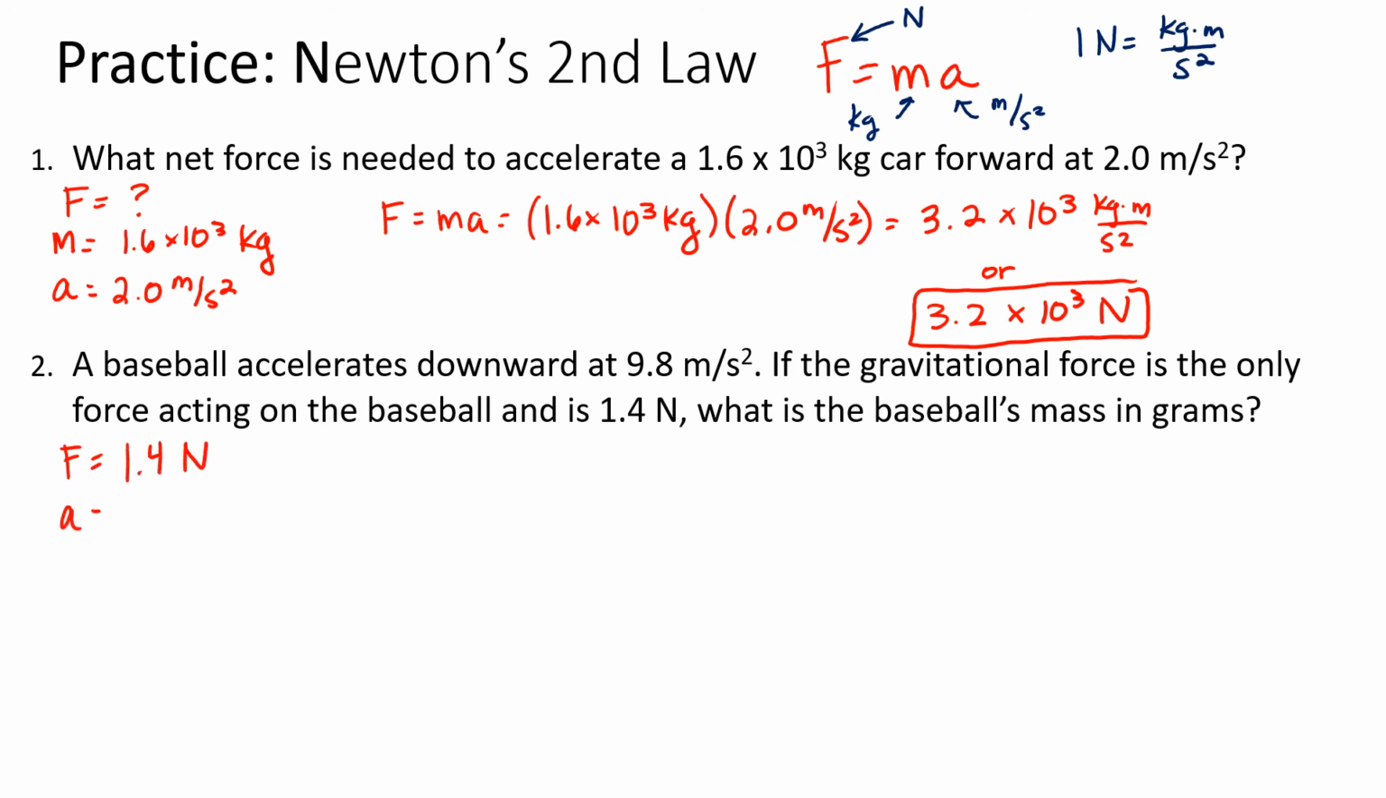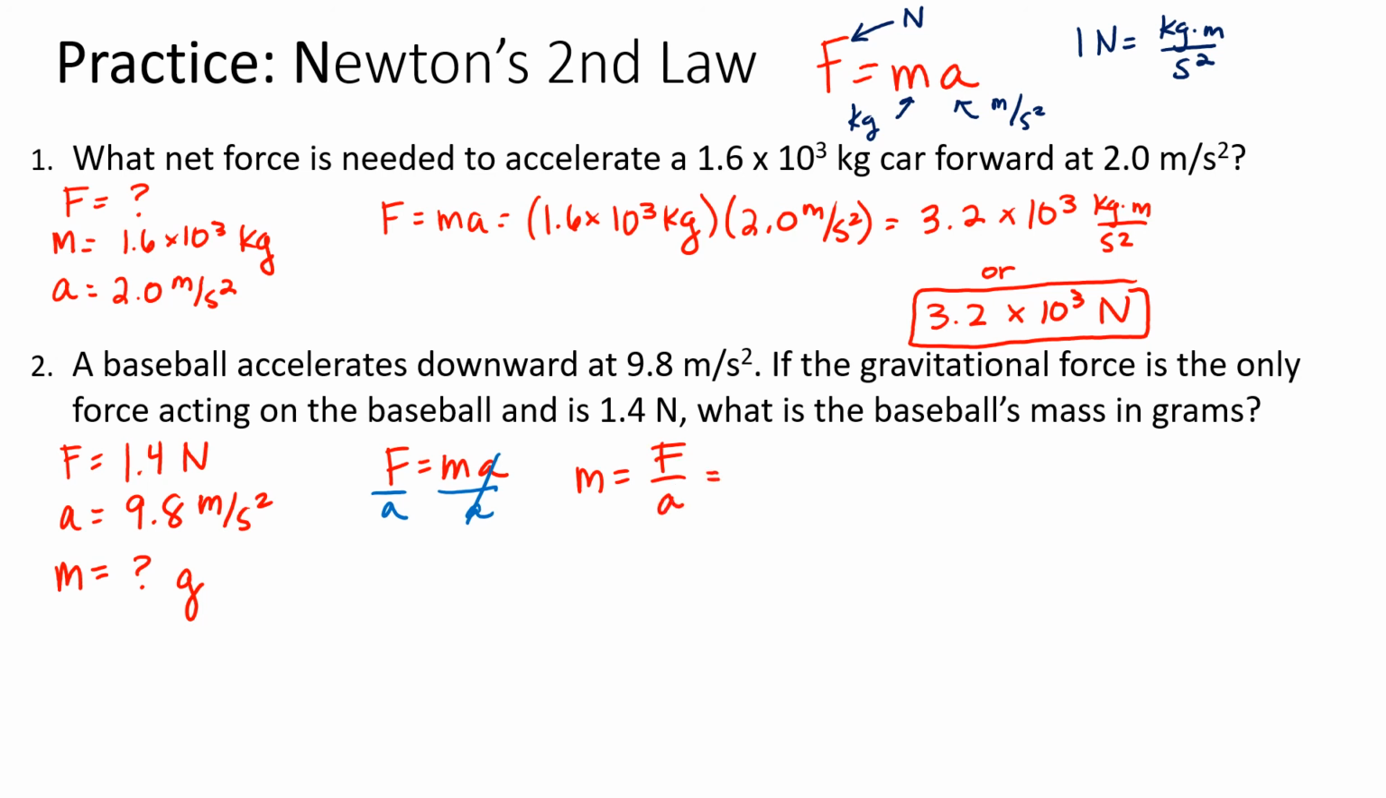We're given an acceleration of 9.8 meters per second squared, and it's asking us what the mass of the baseball is. And in particular, it wants the mass in grams. So here I can use my force equals mass times acceleration equation. Now I need to rearrange and solve for mass. So the way that I'm going to do that is I'm going to divide both sides by acceleration. That way we can get mass on a side by itself. So mass equals force divided by acceleration.